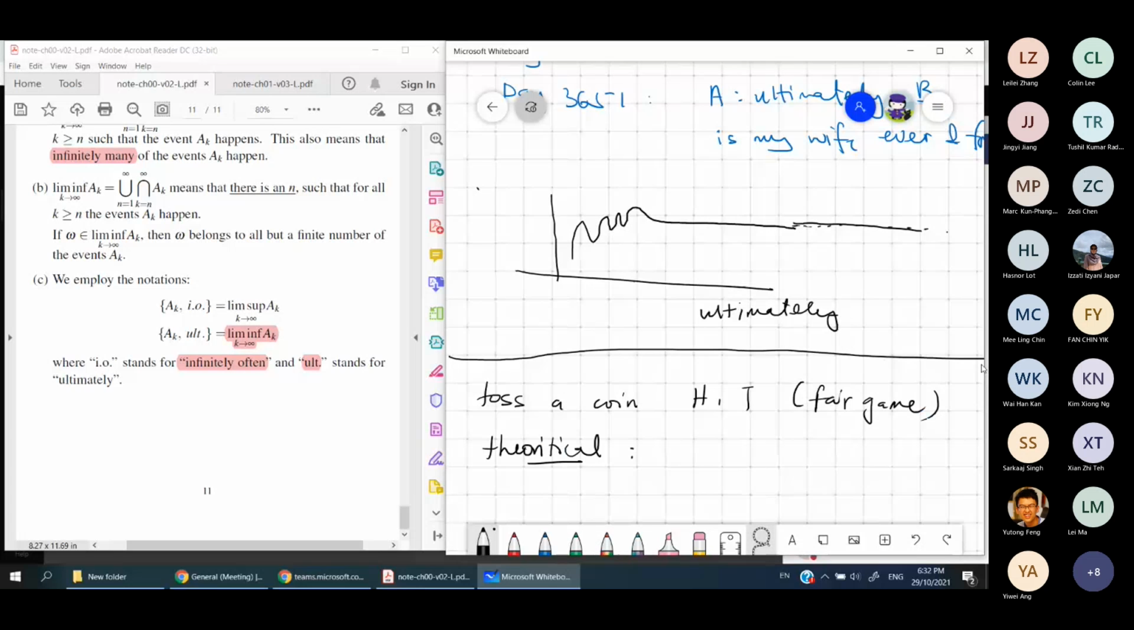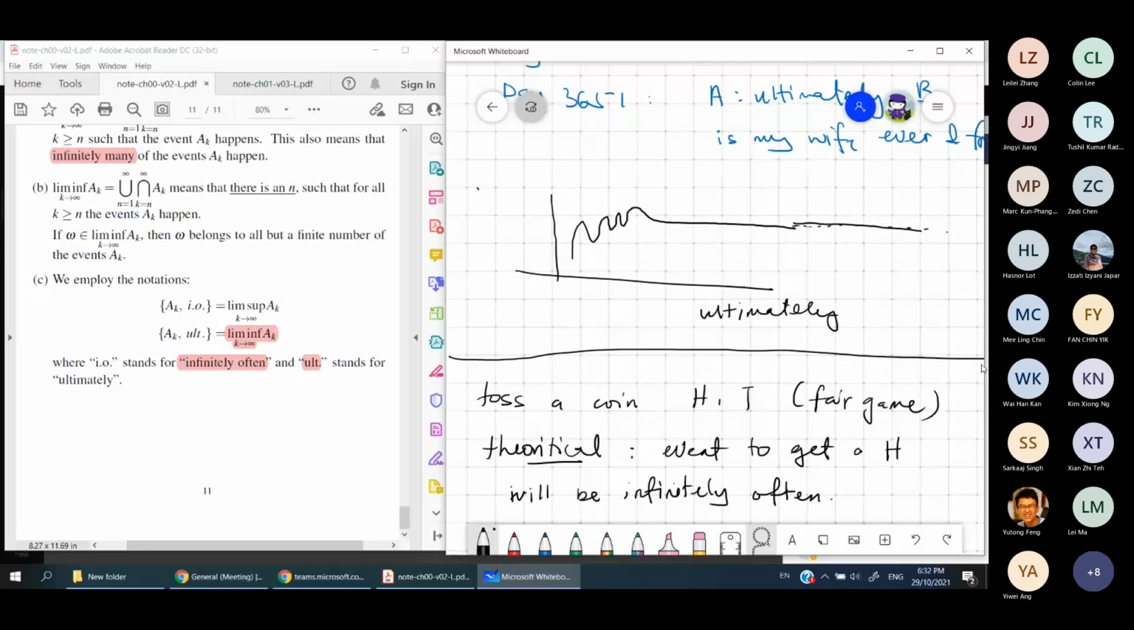So when we say the event to get a head will occur infinitely often, I think I can convince you: it is impossible that you get a tail forever and ever.